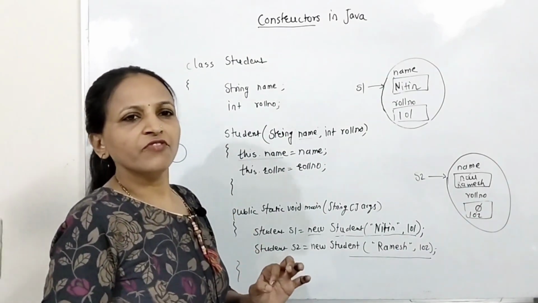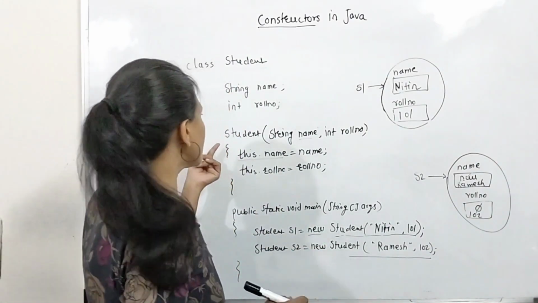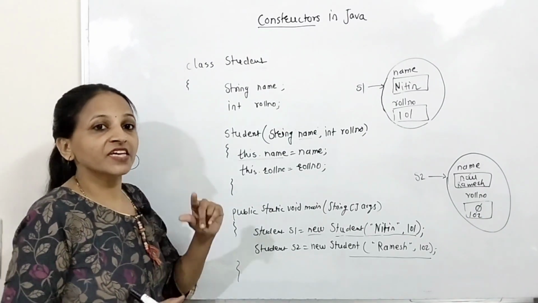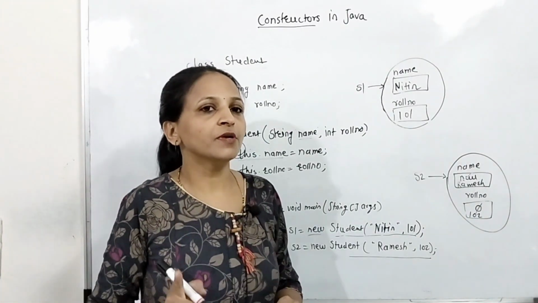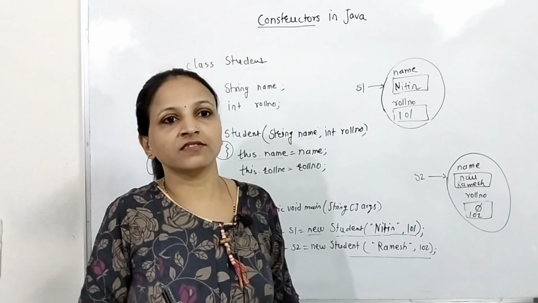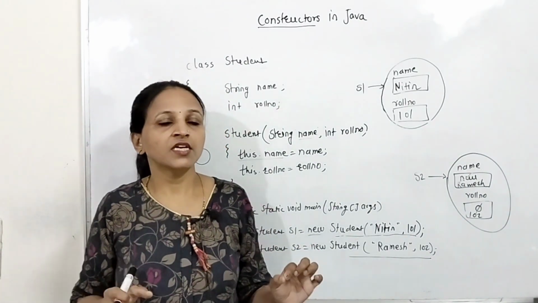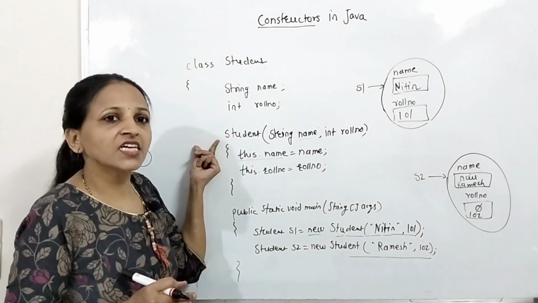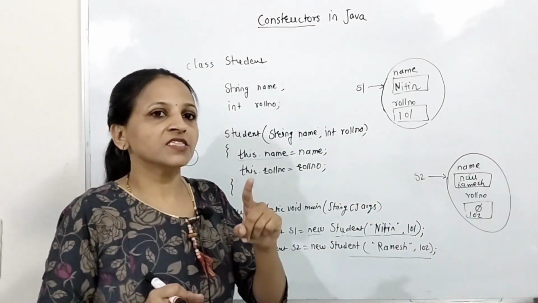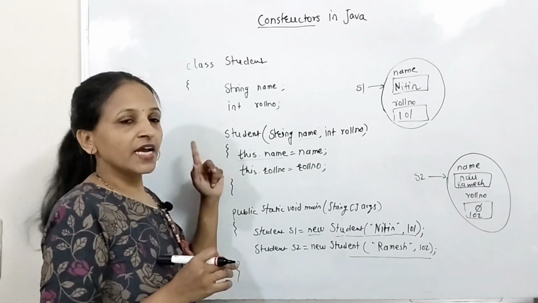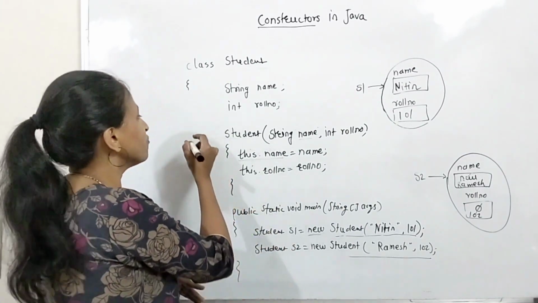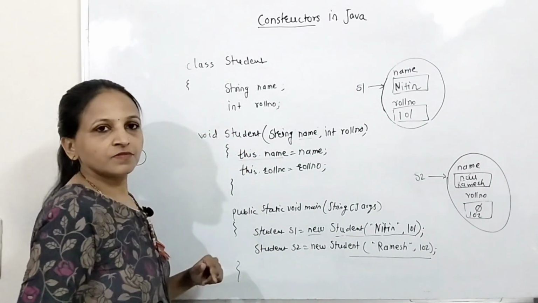The third rule, a very important rule: a constructor does not have any return type, not even void. This is a very important rule about constructors. Here I have not written any return type. Don't write even void here.